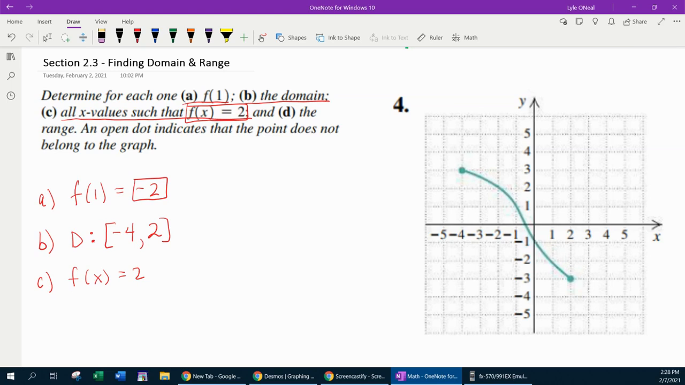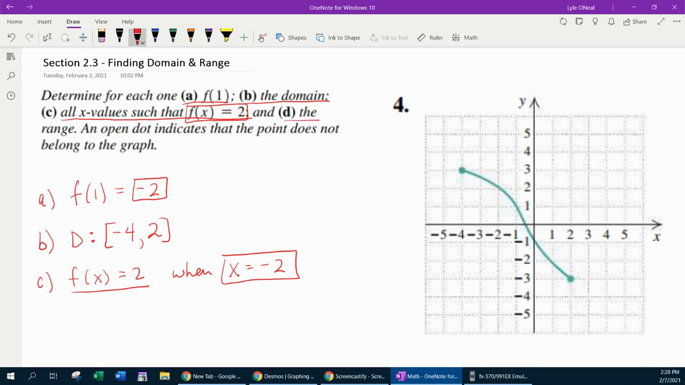So here we're going to go to where y is 2, and we're going to go either left or right until we hit the graph, and then we're going to see what x that corresponds to. So for this graph, we can say f of x is 2 when x is -2. And that is the only x value where the graph is at a height of 2.